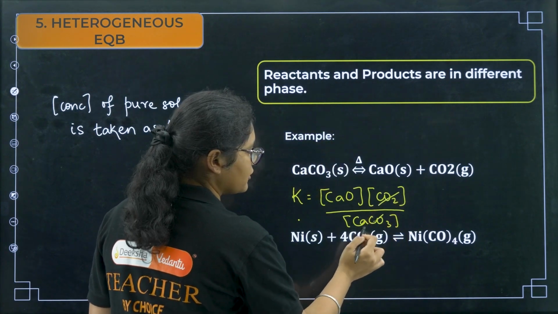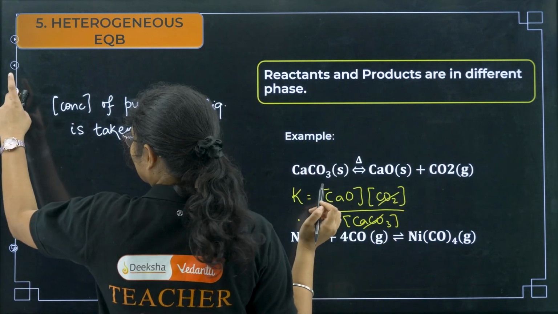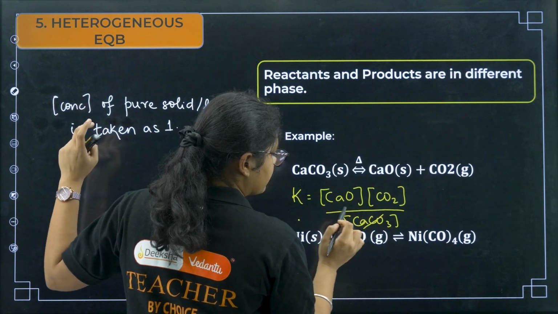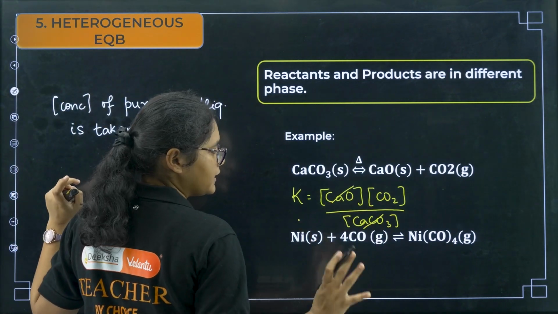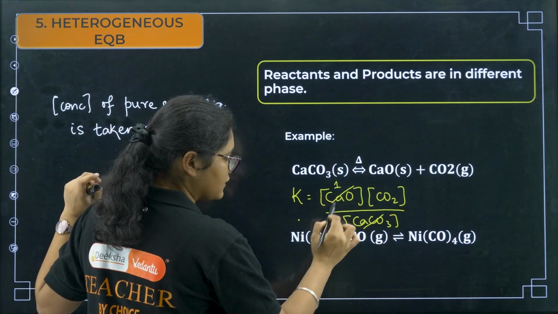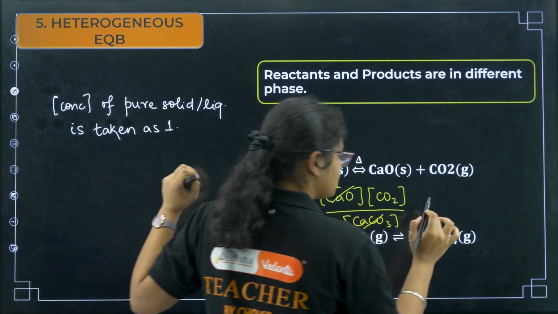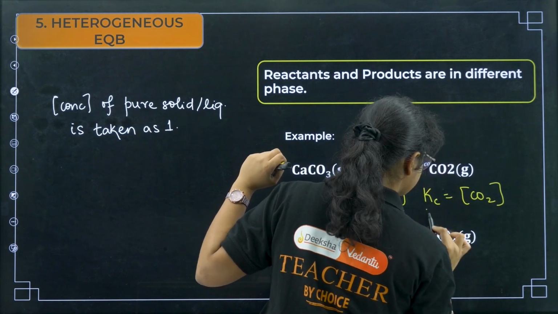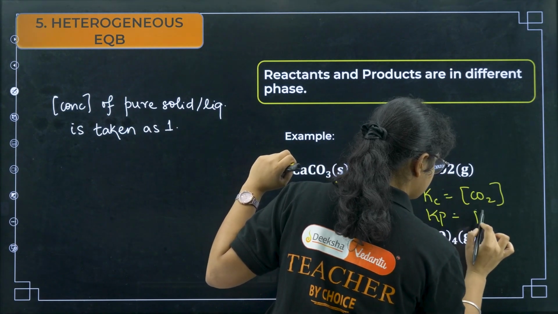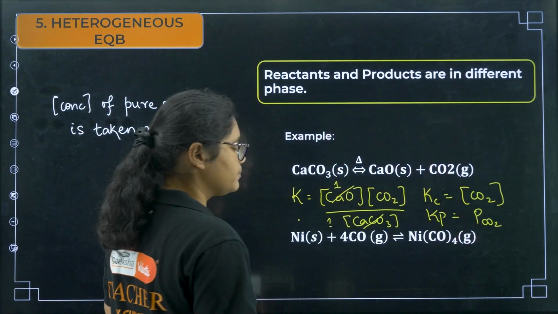Now these all are pure solids, right? So calcium oxide and calcium carbonate are pure solids, so we can just consider that their concentration is taken as 1. So what I'll get, Kc will be equal to the concentration of CO2, and since it is a gas, I can also write Kp is equal to P of CO2, right?